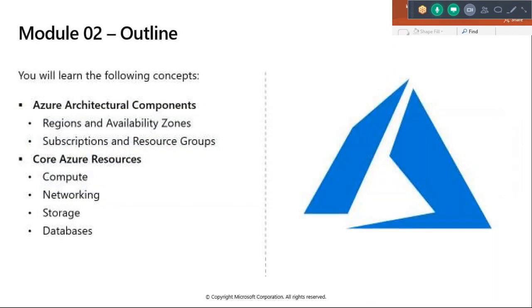The outline of this module is very simple yet an interesting one, where we'll learn the architectural components in Azure, like what is a region and availability zone, what is a subscription and resource group, and then the core Azure resources like compute, networking, storage, and databases.